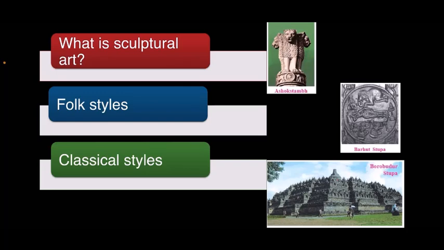The stupa at Borobudur in Indonesia is the largest stupa in the world. It was built during the 8th–9th century CE. It was declared as a World Heritage Site in 1991.